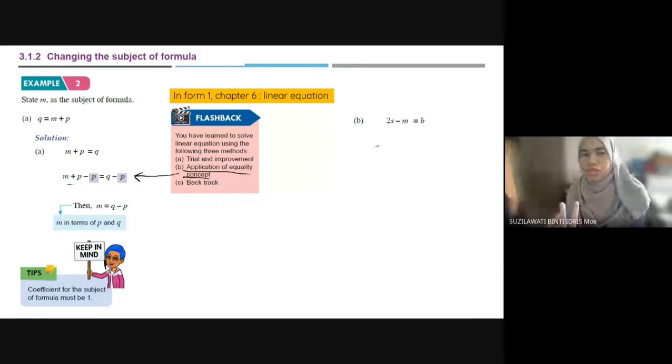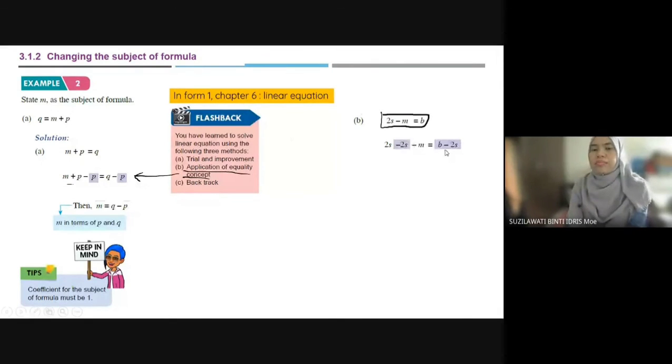Okay, can you boys do this B? Question B. Okay, state M as the subject of formula for 2s minus m equal B. 2s minus m equal B. So you need to state M as the subject of formula. Okay, now what is the answer? Okay, tak buang masa, let's look at this. 2s minus 2s minus m equal B minus 2s.